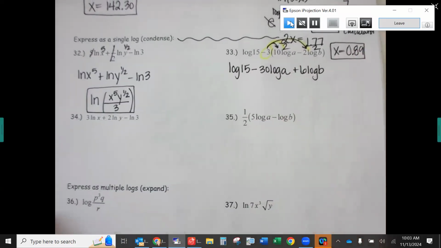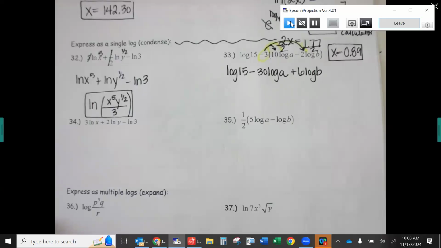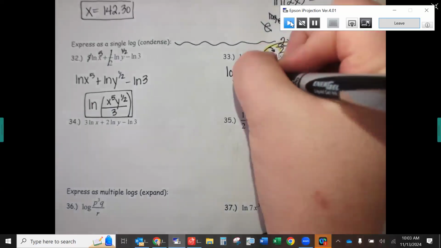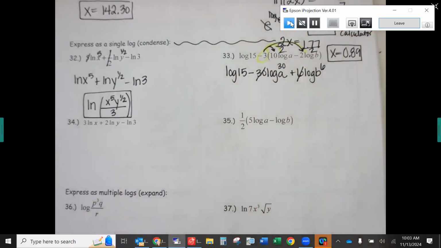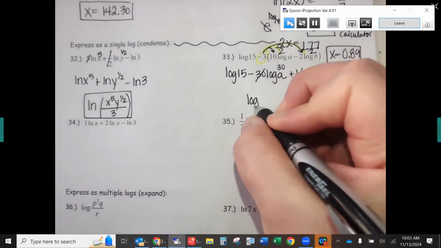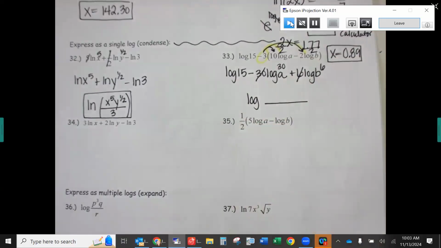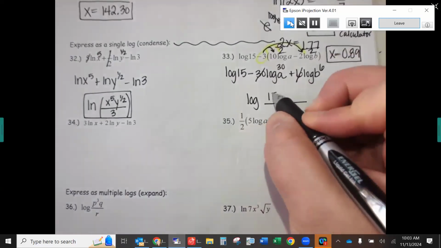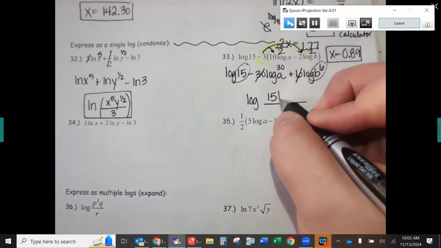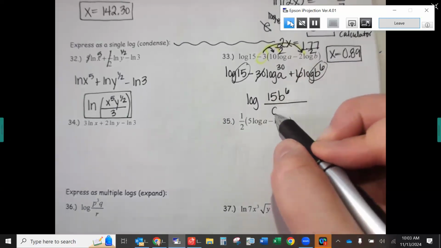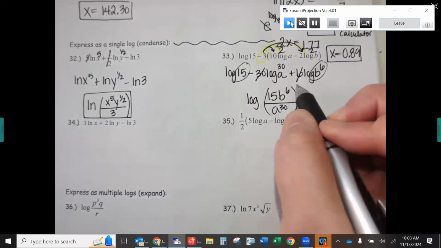Now that the parentheses are gone, any of those front numbers, you can bump them up. So that means my 30 can go up as an A to the 30. My 6 can go up as a B to the 6. And now that I don't have any front numbers, I can squish them all back into the same log. Remember that added terms will go on the top and subtracted terms will go on the bottom. So my 15 gets to stay on top. Who else does? B^6, good. And then where's the 30 going to go? On the bottom because it was minus. Okay.